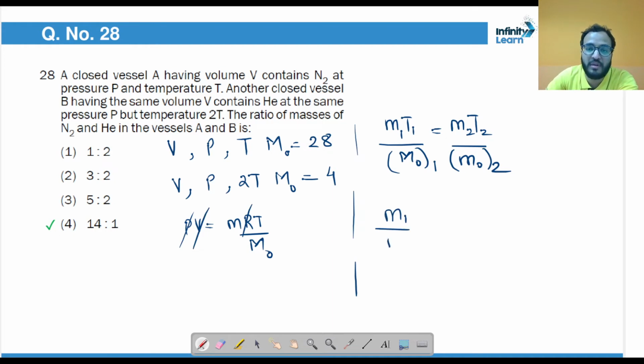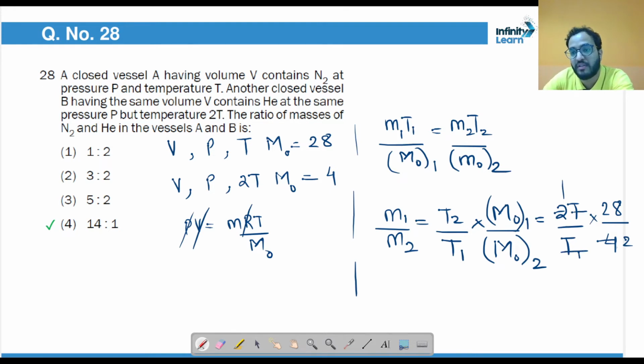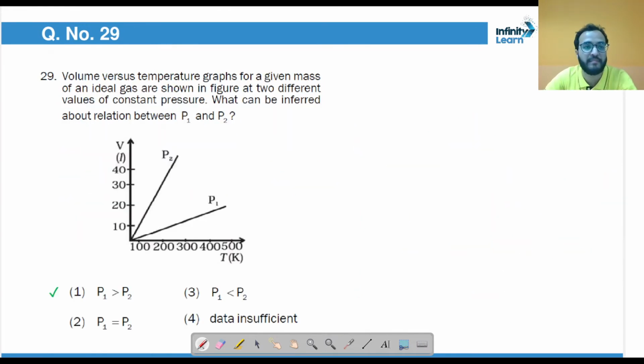So m1 upon m2 will be T2 by T1 into M naught 1 upon M naught 2, the molecular mass of the second case. So T2 is what? 2T. Now what is the first molecular mass? 28. This is what? 4. So the answer will be 14 is to 1. Fourth option is correct. Got it?